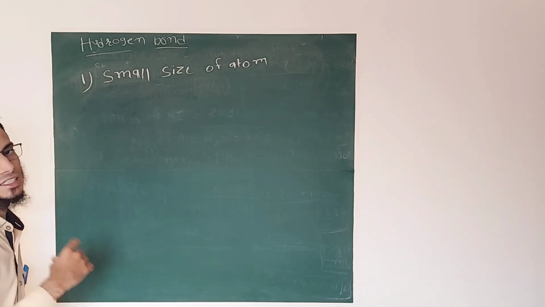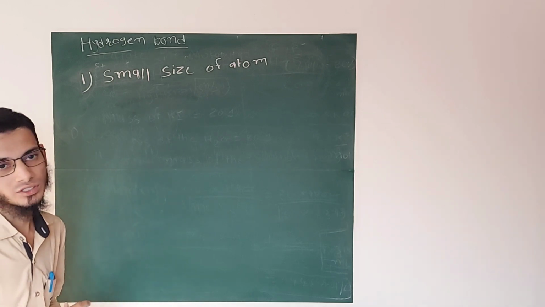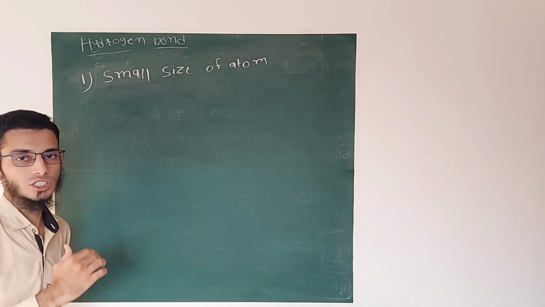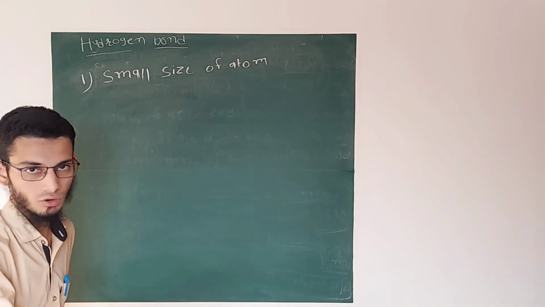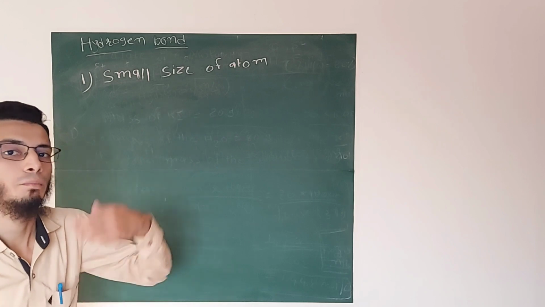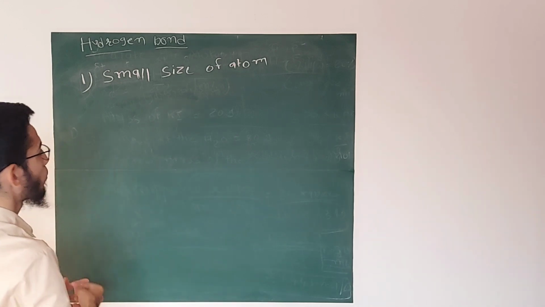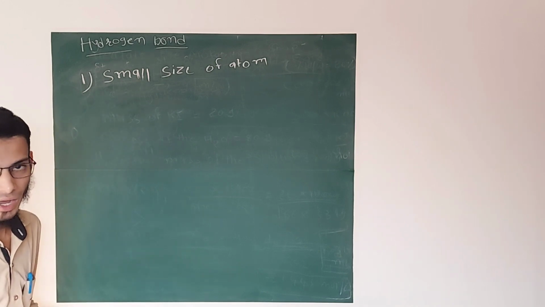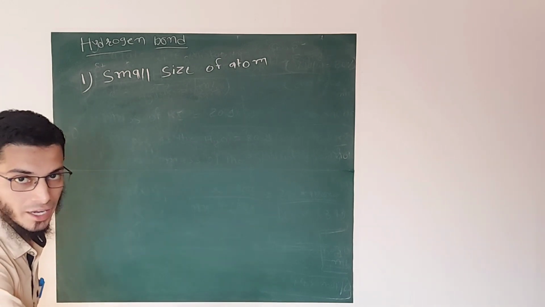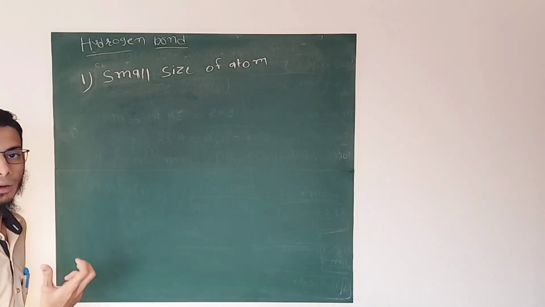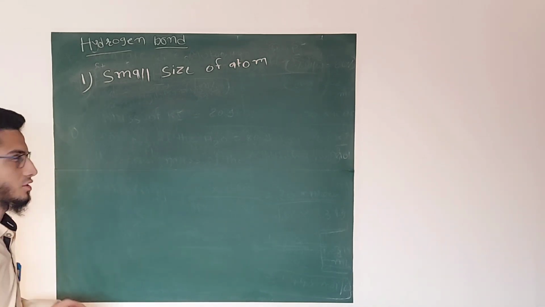Okay, so the small size is very necessary. Why? Because in the nucleus the positive charge attracts the valence electron, and this small size also has attraction towards the binding electron. The more the attraction towards the binding electron, the more the polarity. Why? The more the attraction towards the binding electron, the more it attracts the electron cloud towards it, and the more the partial negative charge, like that.